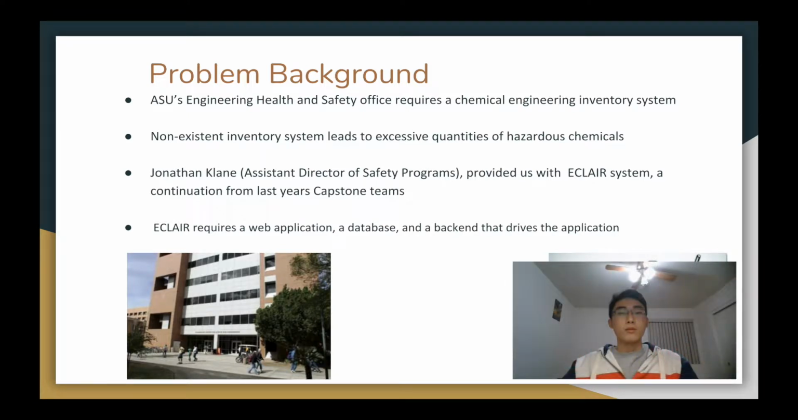So to give a brief problem background, here at ASU in the engineering department, there are many chemical labs spread across different buildings, across different campuses. And within these chemical labs, there are hazardous chemicals as well as non-hazardous chemicals. But currently there isn't an inventory system that can keep track of these chemical inventories in real time, and therefore it can lead to an excess amount of hazardous chemicals in these labs.